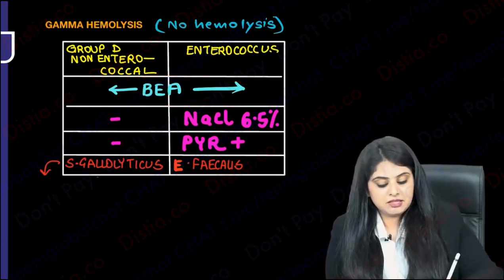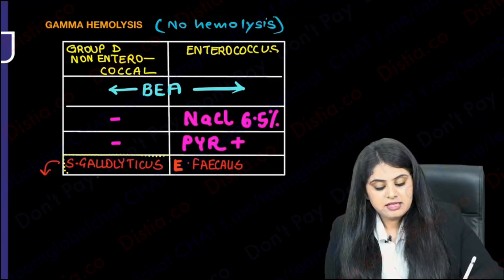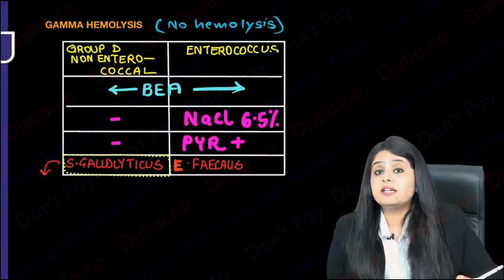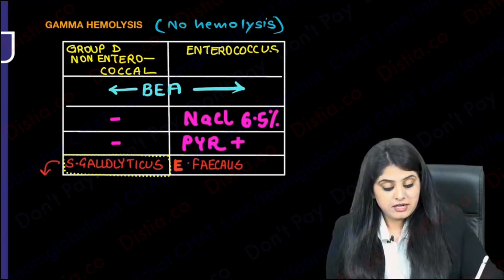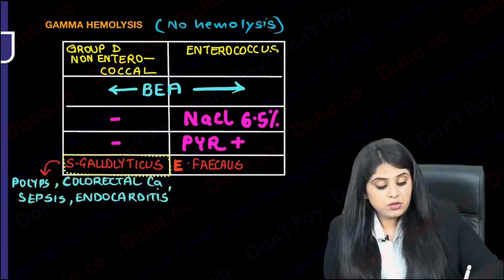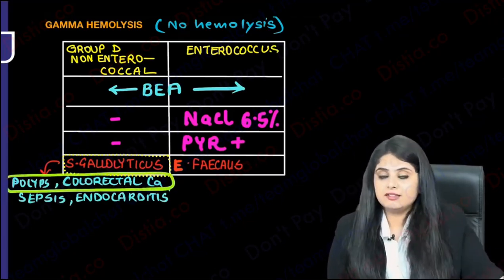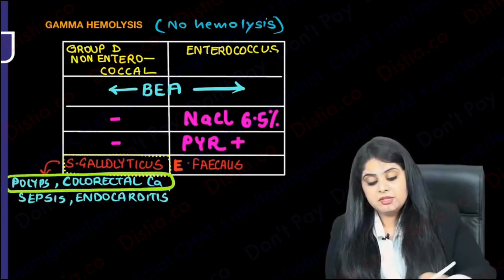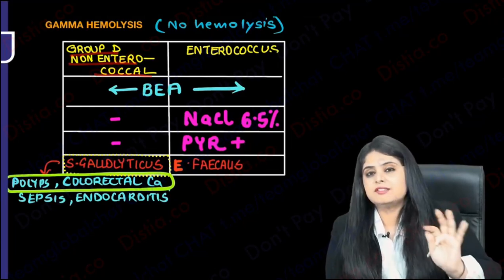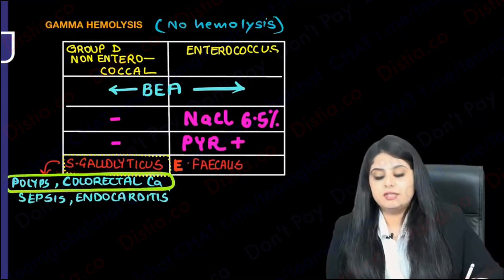The organism that comes under it, this is important only for INICET, is going to be Streptococcus gallolyticus. This has been implicated in the causation of colorectal cancer, polyps, sepsis, endocarditis, to say the least. But what you're going to get is definitely an indirect question: colorectal cancer or polyps have been associated with which bacterial infection? Remember this group D, non-enterococcal. That's the only thing you have to know, that is polyps and CRC with Streptococcus gallolyticus.